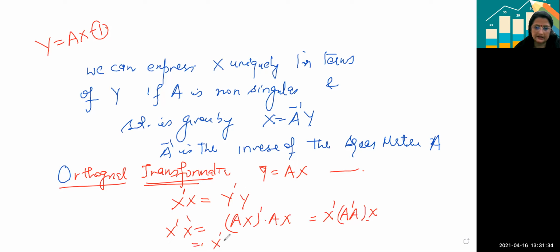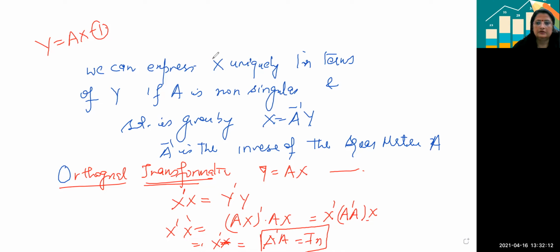It implies x dash x is equal to x dash A dash A x. Now from both sides, on one side we have x dash x, and on the other side also x dash x. This means A dash A will be the identity matrix of order n cross n, right? So the condition for the orthogonal transformation is that A must be an orthogonal matrix.